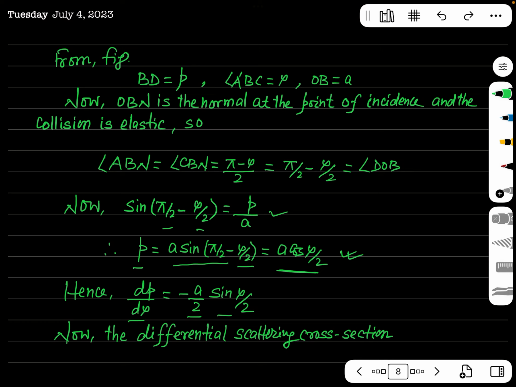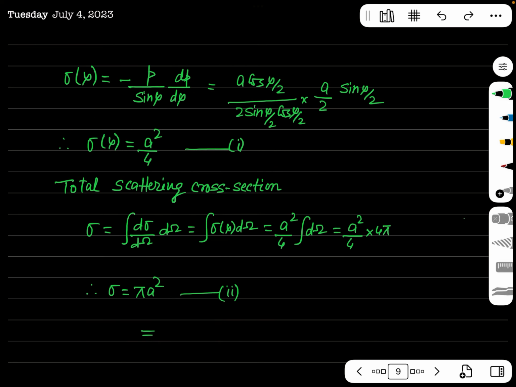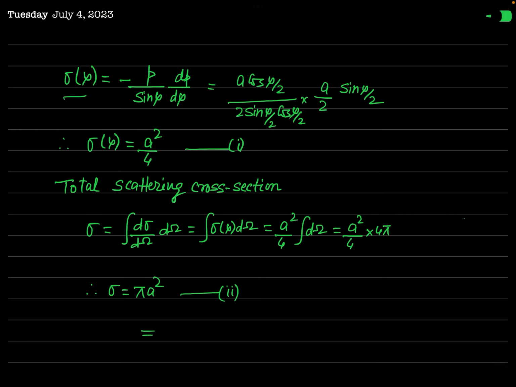Now this value of P and this value of dP by d phi, we will substitute in the standard equation of differential scattering cross section. As you know, the differential scattering cross section sigma phi is given by minus P by sin phi into dP by d phi. This is the standard expression.